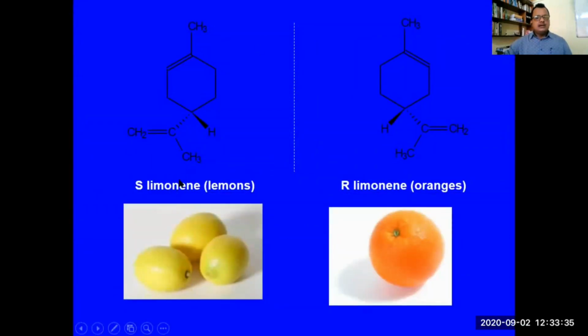Then you can see this is limonene. This is S-limonene and this is R-limonene. This is the stereo center. S means the configuration around this carbon is S and the configuration around this carbon is R. So they have different flavor. S-limonene is present in lemon, and you have the lemon flavor. And R-limonene is present in orange and it has the orange flavor. So the biological activity of enantiomers is different. So it is very important to study RS nomenclature, that is, how we assign this RS nomenclature.